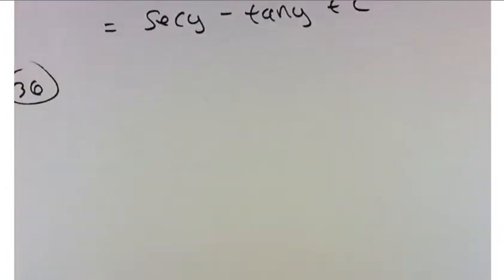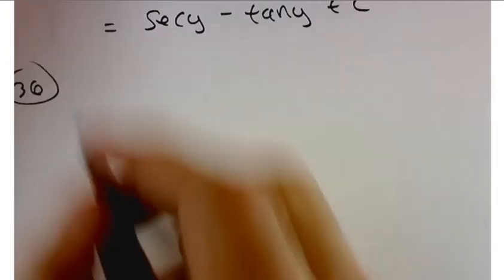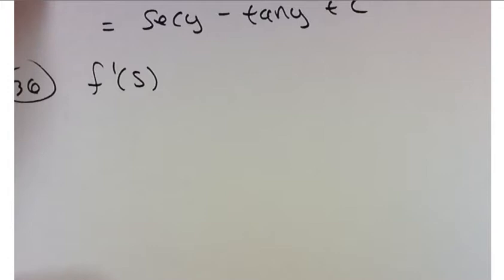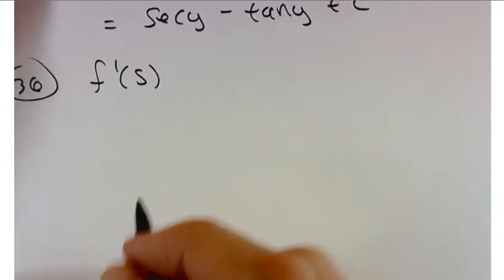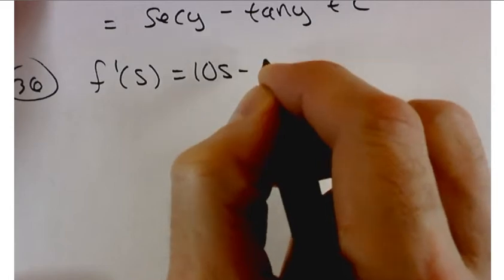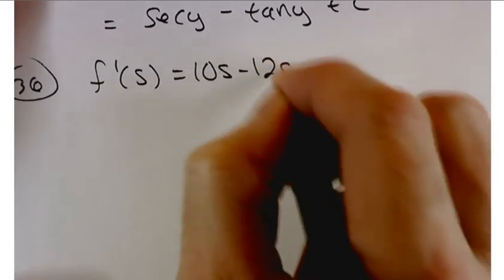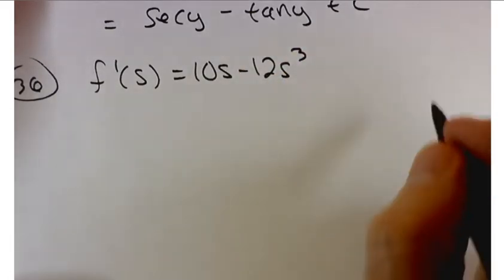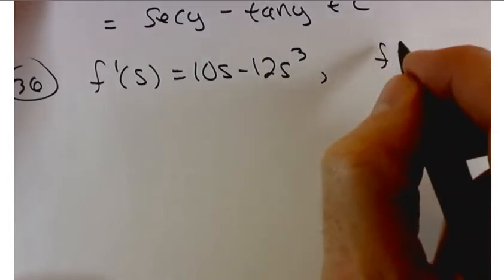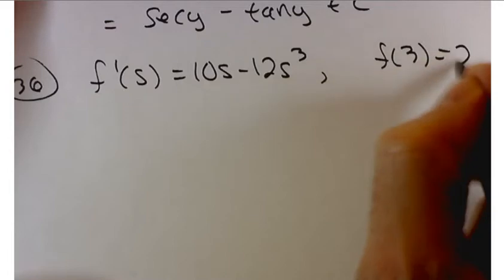Problem 36 gives us our first look at what's called a differential equation. So what's up with that? Well, they tell us that f prime of s is equal to 10s minus s cubed. No, 10s minus 12s cubed. And then there's this little side note, kind of comma, and they're saying that, oh, well, f of 3 equals 2.